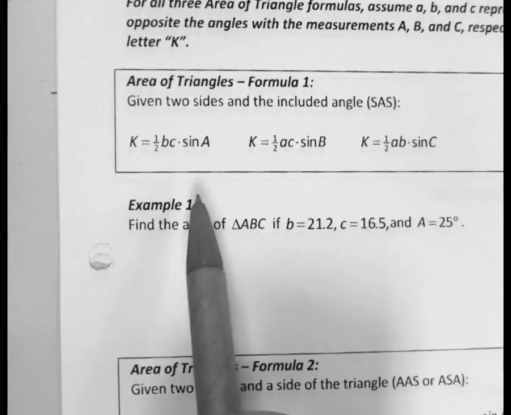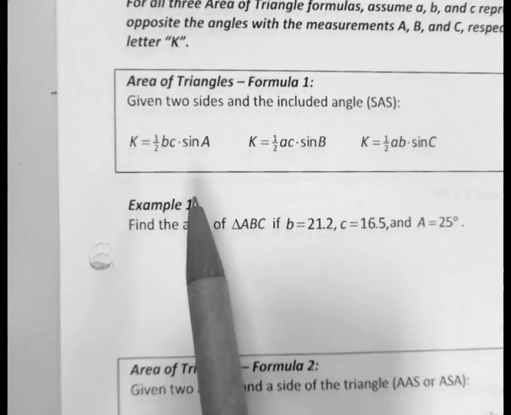So K means area. Are we live right now? We're live. That's good.